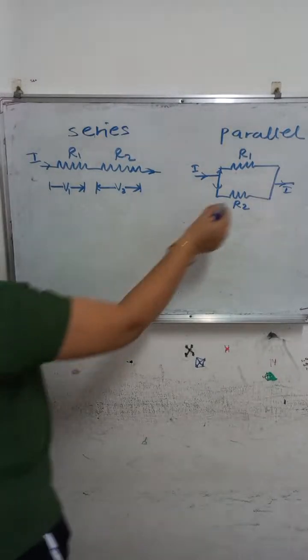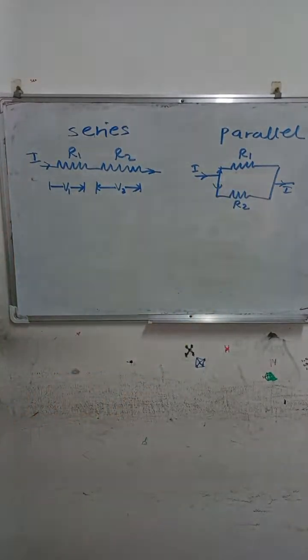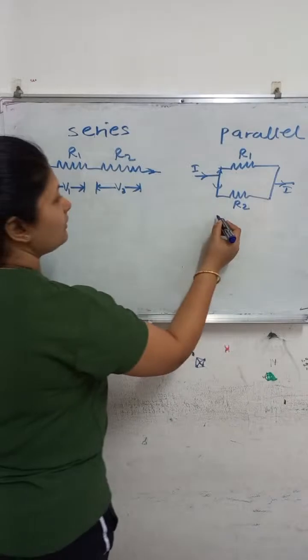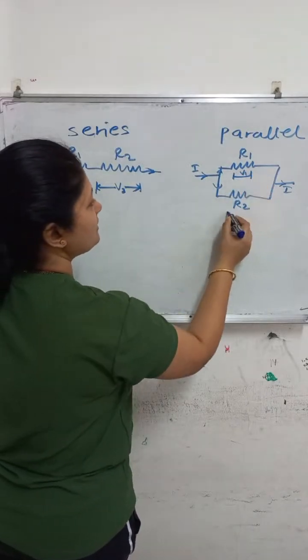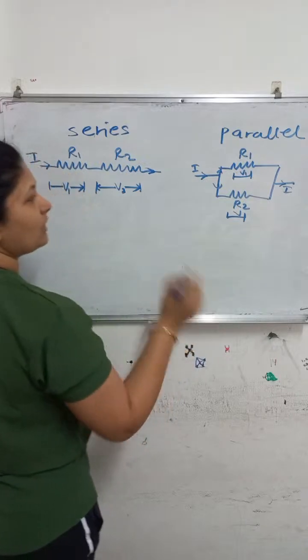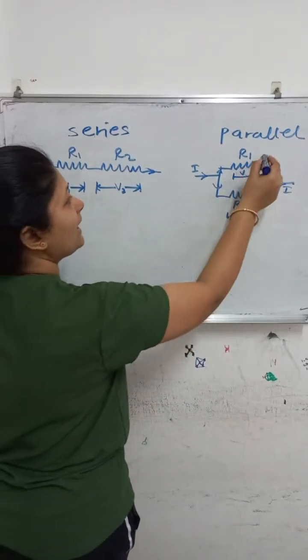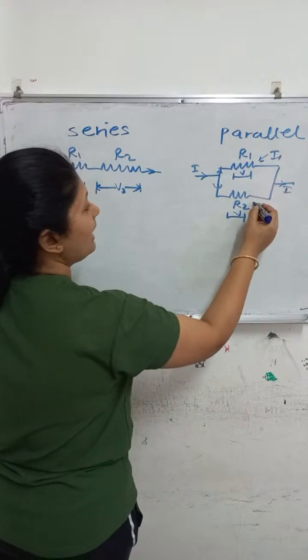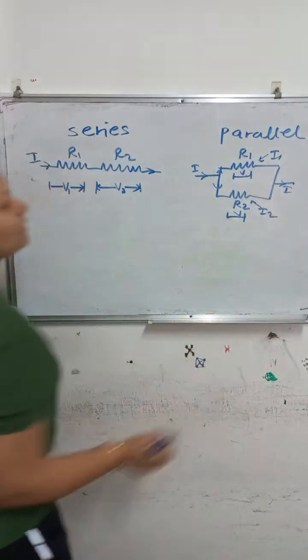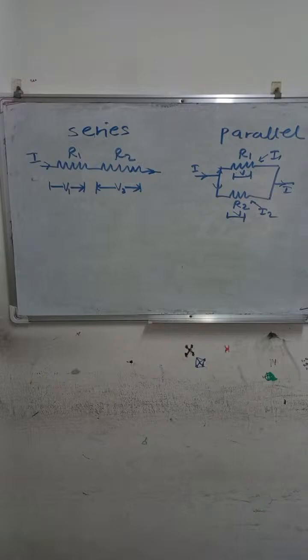If you consider this loop, the current gets divided, and that is what is known as a parallel circuit. Here voltage across each resistor will remain the same, that is V only; it will not change. But current across this resistor is I1 and current across this is I2. Can you get it? This is the difference between parallel and series. In parallel the current gets divided and voltage remains the same, and in series the current remains the same and voltage gets divided.